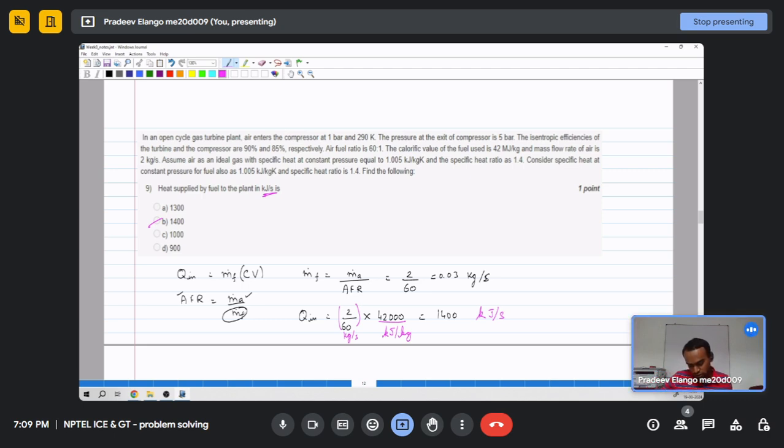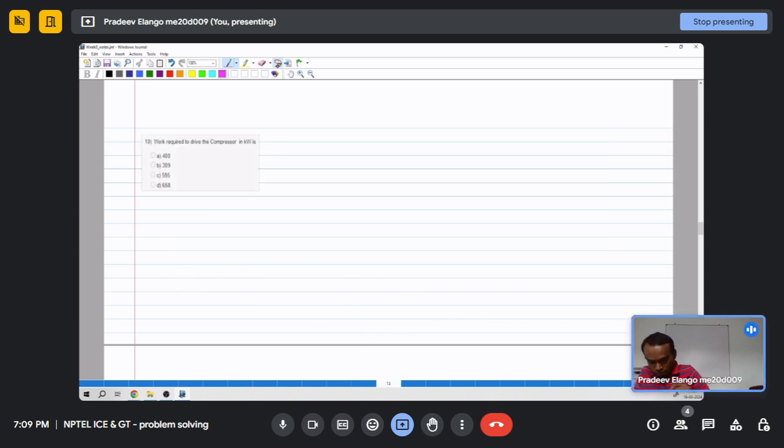Do you have any questions? Yes, sir. Next one, what is the work required to drive the compressor in kilowatt? How can you find this compressor work?